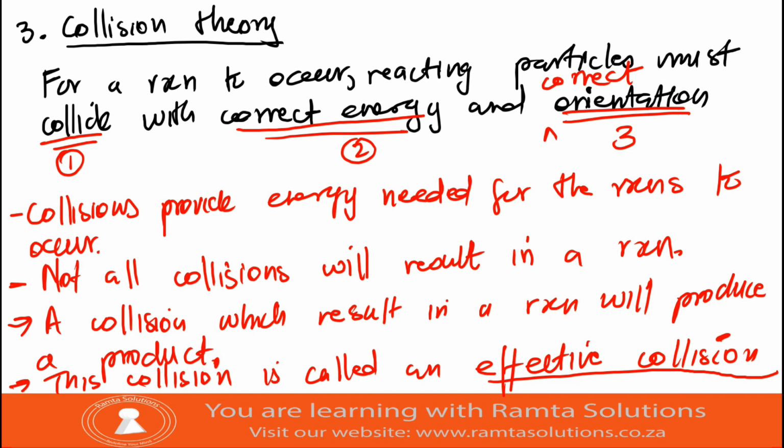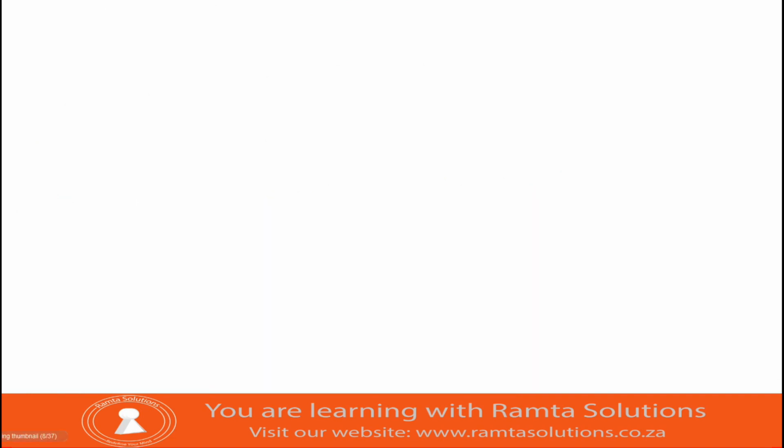So what we are basically saying is that a reaction will only occur if the collision is effective. If the collision is effective, that's the only time that a reaction will occur. The collision theory also tells us something about the speed at which a reaction is occurring.